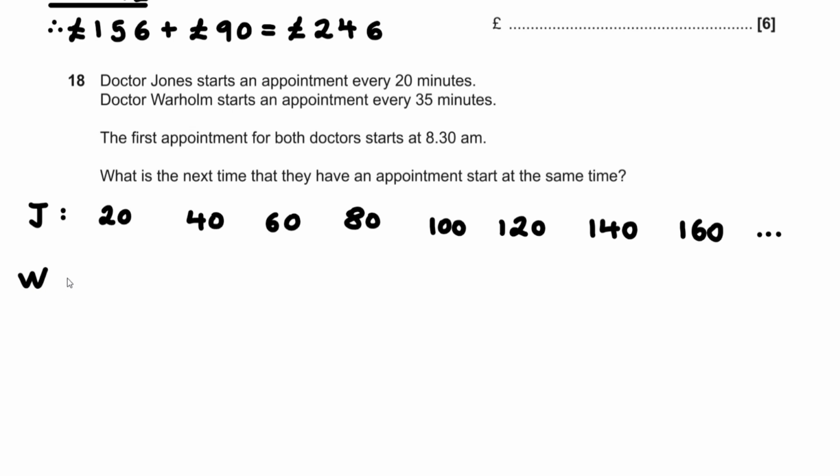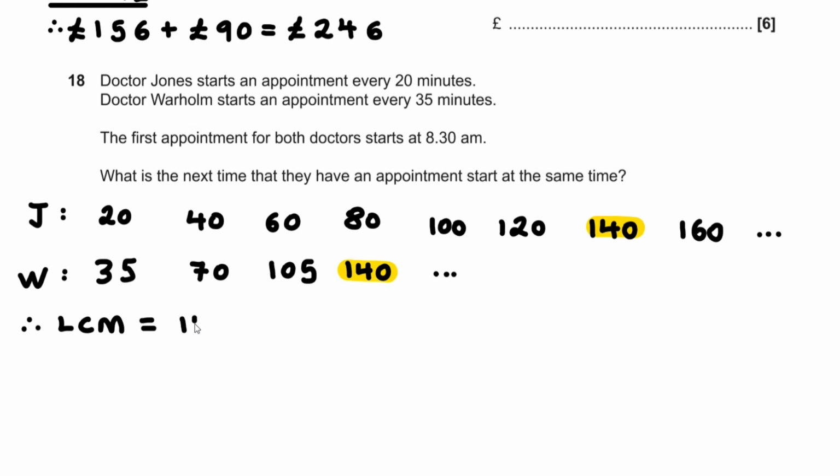Let's take a look at Dr. Warholm. He has an appointment every 35 minutes, so we have 35, 70, 105, 140. We could continue, but what you will find is we have 140 minutes, which is the lowest common multiple. So the lowest common multiple is 140 minutes.